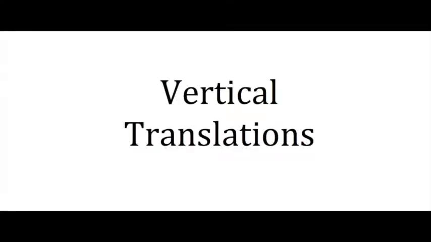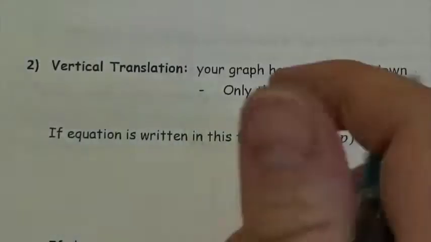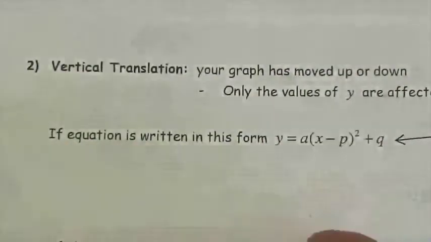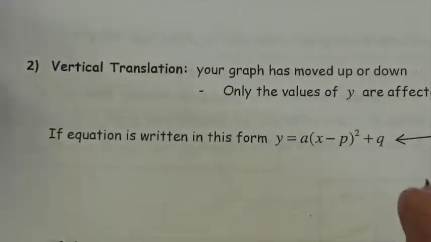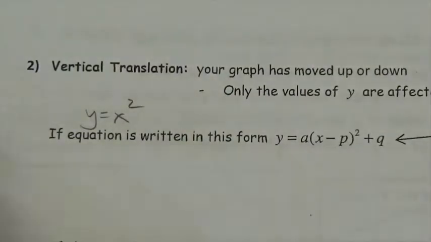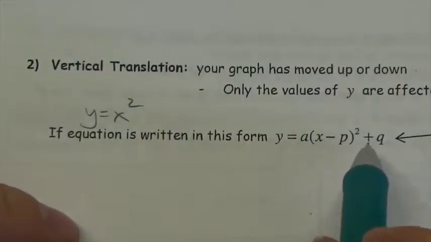And now we will consider vertical translations. All right, now let's talk about vertical translations. In this case, we're going to move the parabola up or down, in the vertical direction. Again, we're going to start with y equals x squared as our primary, or home, function. Then we're going to add this little q to it.